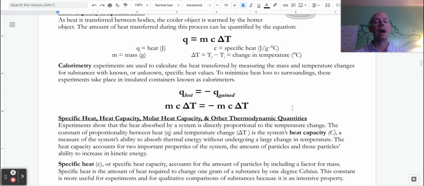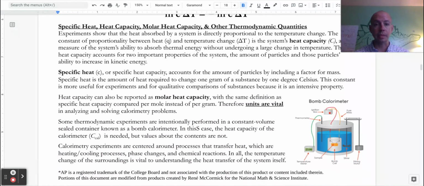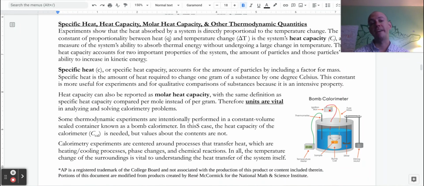And if we just have objects transferring heat back and forth, which is what many simple calorimetry experiments do, maybe a hot piece of metal in cold water or hot water in a cold piece of metal, it's just the mc delta T is equal to the mc delta T, accounting for signs. There are other variables that are really closely tied to this.